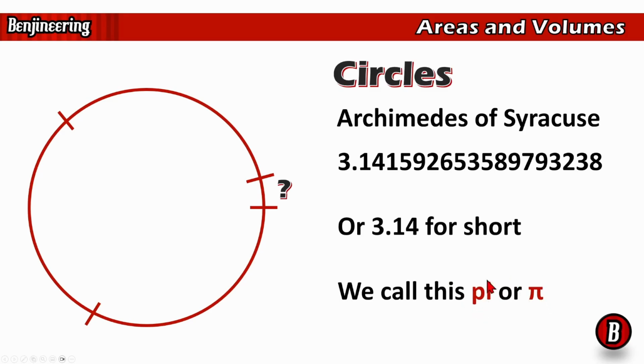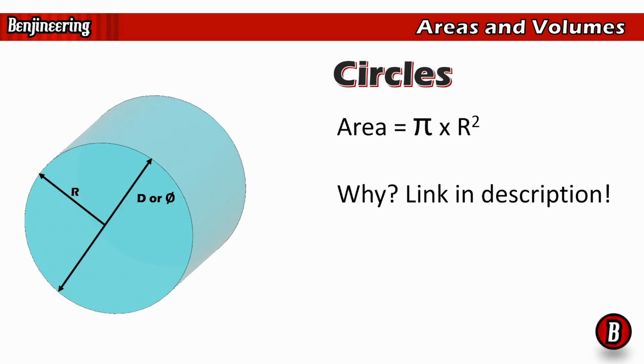Now, this number is really useful for working out all sorts of things about circles and spheres and cylinders and so on. And we'll be using this in the formula for working out the area of the circle in a second. Okay, so here we go. This is the formula. So the area of the face of a circle is calculated by doing this equation here. So pi multiplied by radius squared, sometimes shortened as just pi r squared.